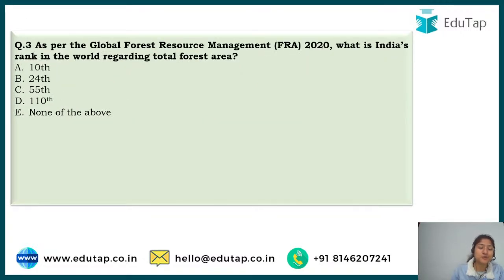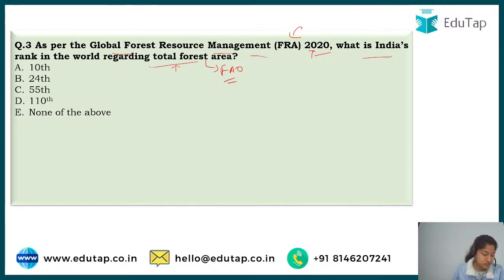So now let's move to question number 3, and it says: as per the Global Forest Resource Assessment 2020, what is India's rank in the world regarding total forest area? This particular report is released by FAO. This is the most recent report that we have, there is no report in 2021, 2020 is the recent report, and you have to tell which rank India holds.